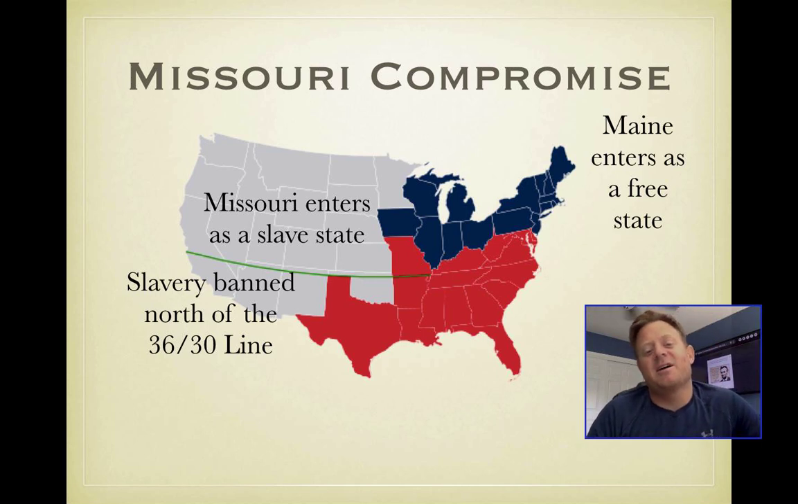The 36°30′ line is this green line right here. It goes away on the next slide. Maine enters as a free state.